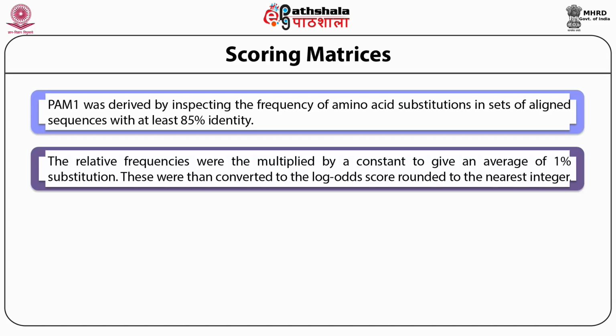Now, having done that with this PAM1, which was derived by inspecting the frequency of amino acid substitutions in aligned sequences with at least 85% identity, one gets the relative frequencies and one can construct this log odds matrix. While this is perfectly fine, it cannot be used to align any arbitrary pairs of proteins, because they would have much larger divergences. Remember, this matrix was created specifically with a set of proteins which were more than 85% identical. So what does one do for proteins which are maybe 20%, 30% or 40% identical? Clearly, the PAM1 matrix is not very suitable in that case.